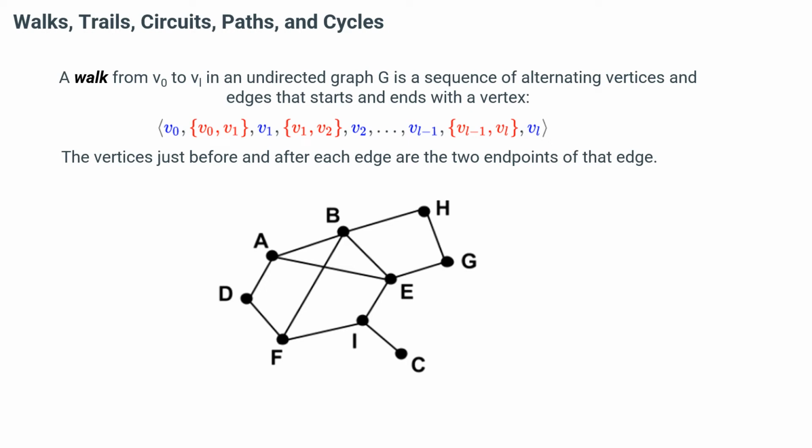Now let's learn a few more definitions having to do with these undirected graphs. We're going to be talking about walks, trails, circuits, paths, and cycles. So we're going to start with a walk. That's the most basic of these.